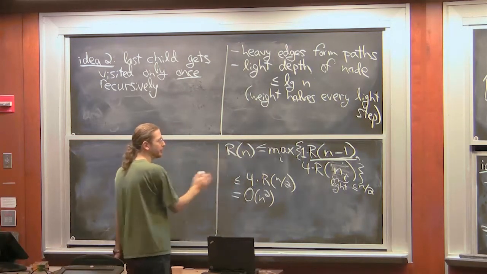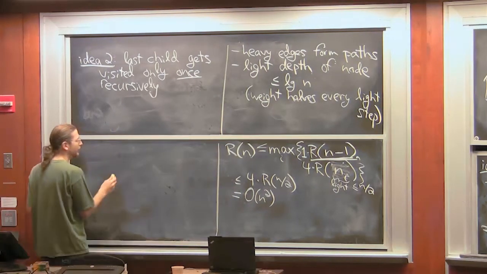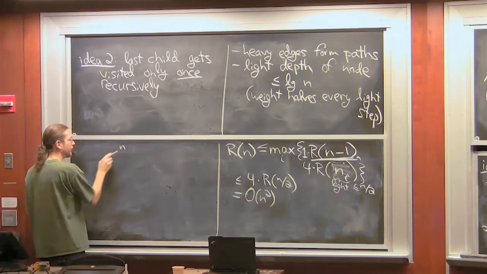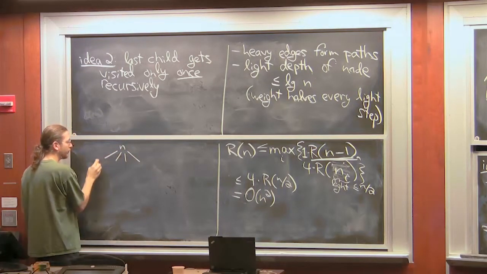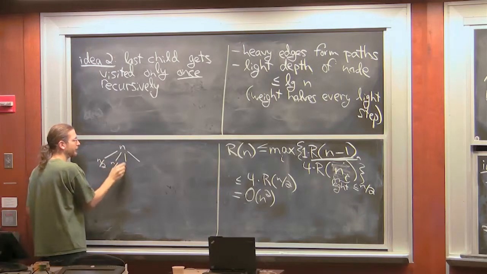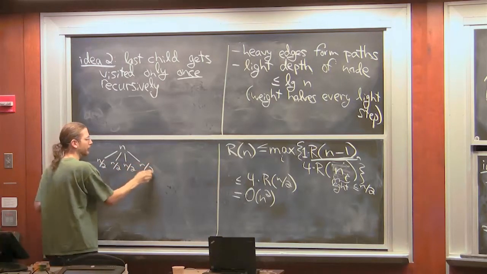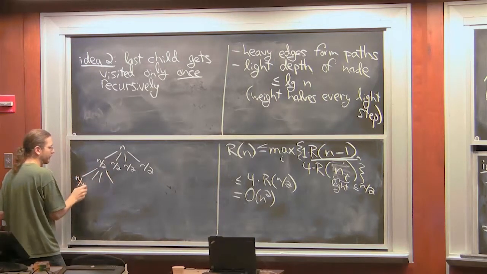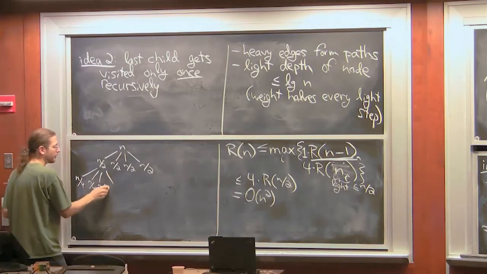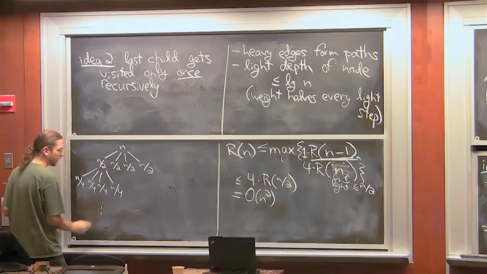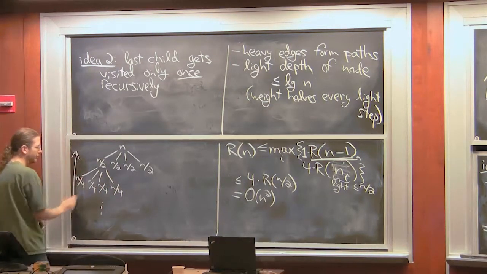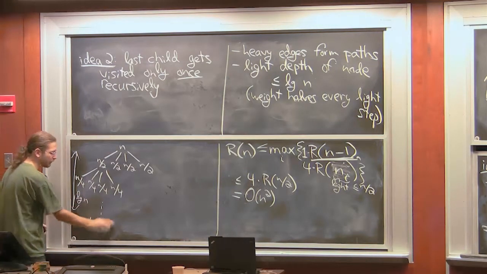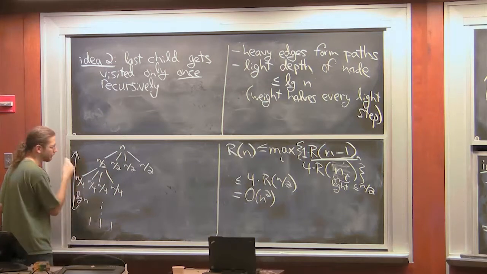If this is not obvious to you, an easy way to imagine it is you start with something of size n. You're visiting 4 times something of size n over 2. This is called a recursion tree. Each of these visits 4 times something of size n over 4. And so on. Obviously log n levels here. And at the bottom, you're going to have a bunch of 1s. That's when you stop recursing.